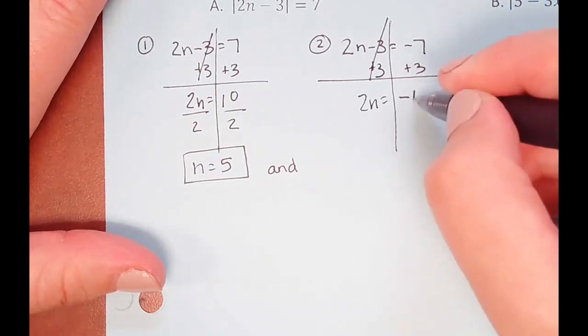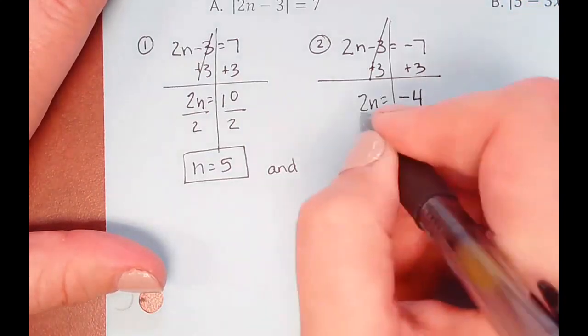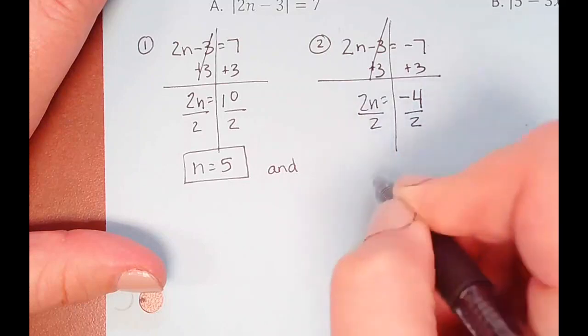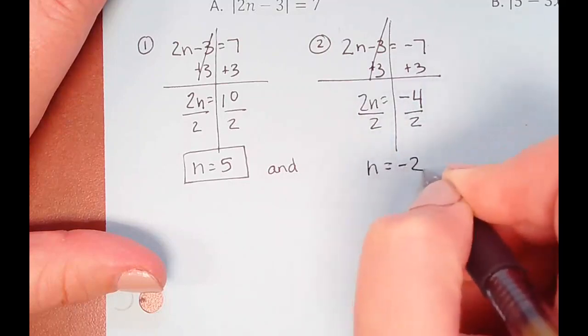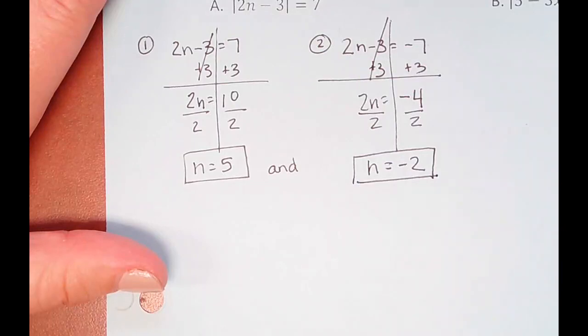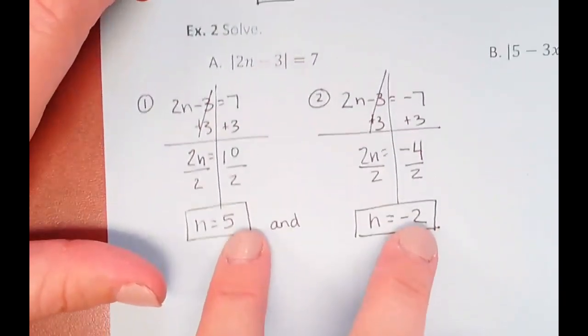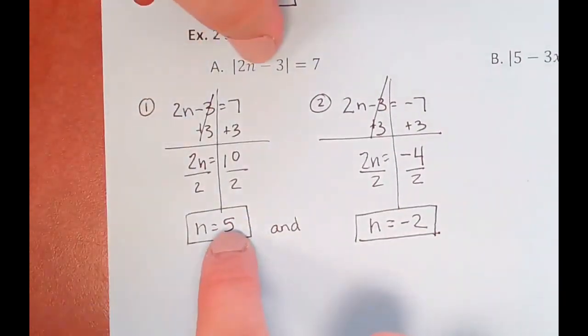If I plug in negative 2, it's also true. 2 times negative 2, that's negative 4. Negative 4 minus 3 is negative 7. Absolute value of negative 7 also is 7, so it works.